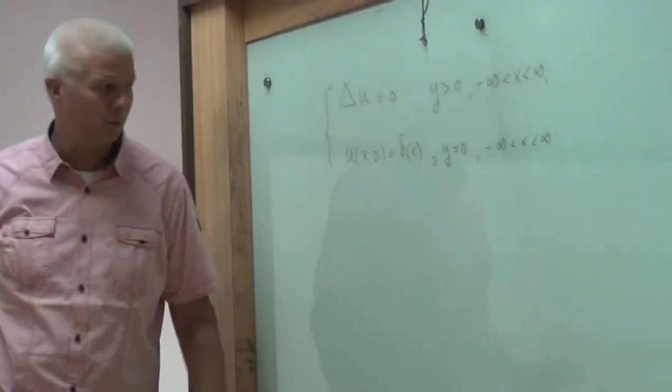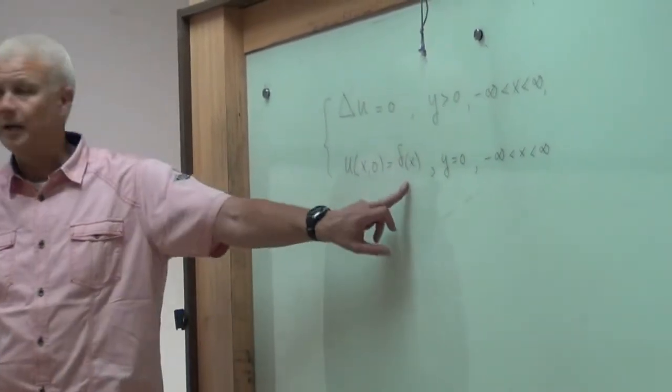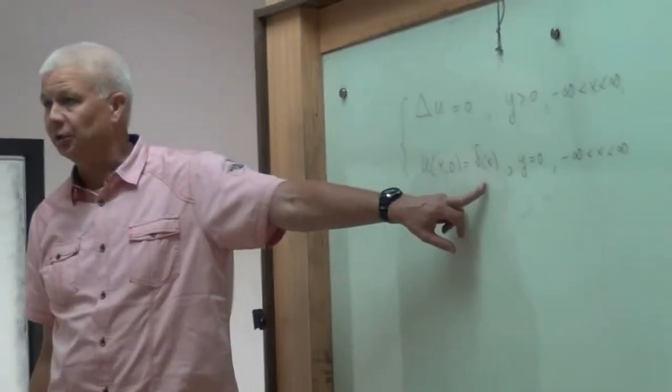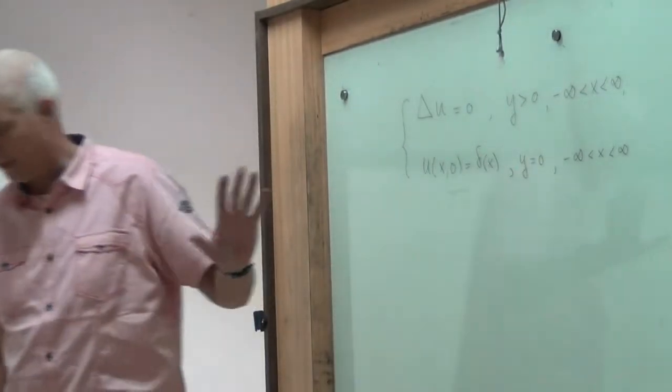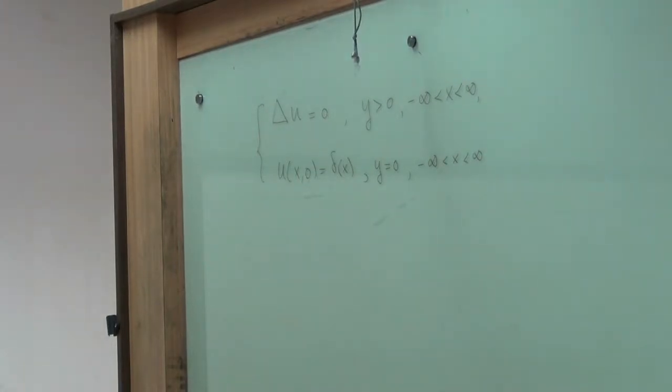And you had to solve this problem where at the point x, y is 0, you had a delta function. And you remember that if you're going to construct a Green's function, then also a delta function was involved. Okay, but first we are going to construct the solution.